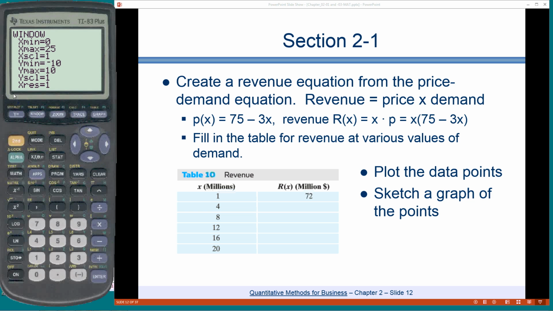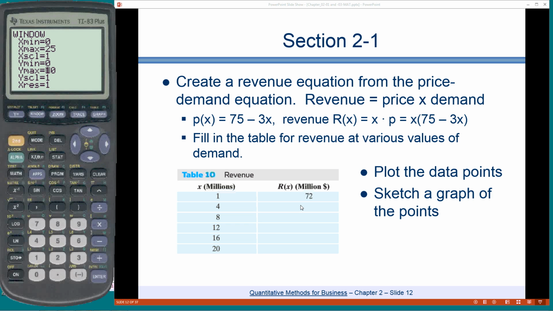The y min and y max tell me what's the lowest and highest values for y that I want. Well, the lowest value for y I want to see is a revenue of 0, so I'll go ahead and put a 0 in there. There may be other problems where you don't want to see 0, or maybe you want to see a negative number. I don't know, but for this case, the lowest y value I want to see is 0. What's the highest y value?